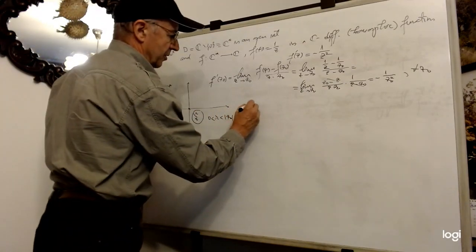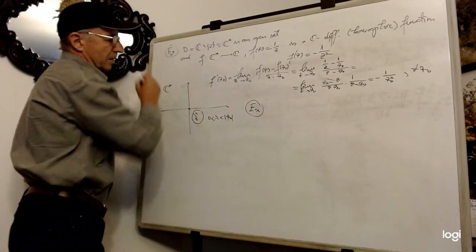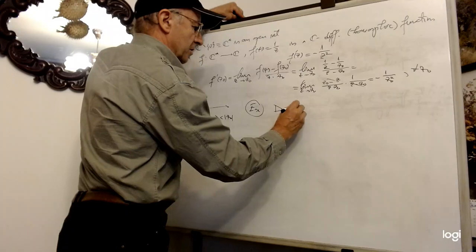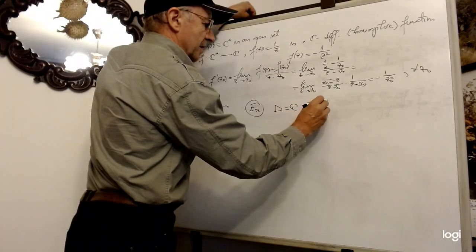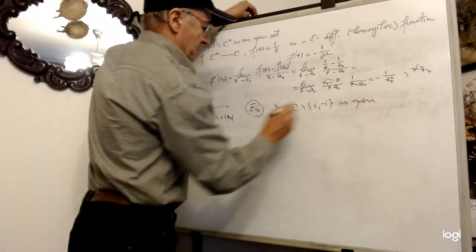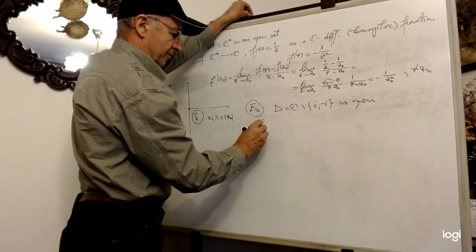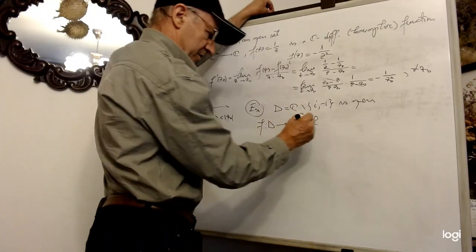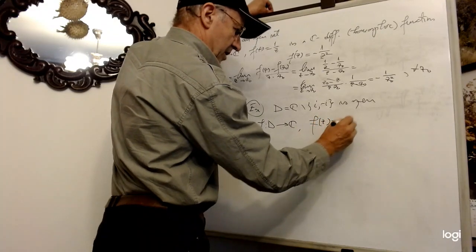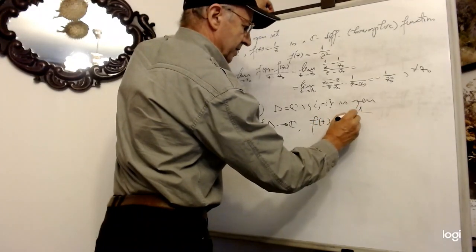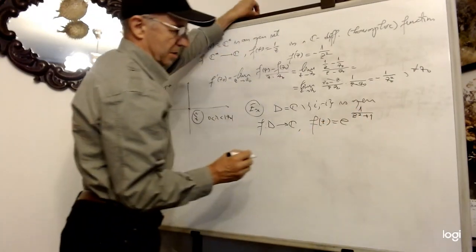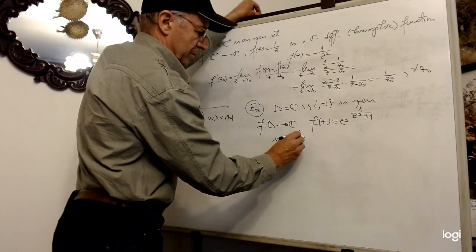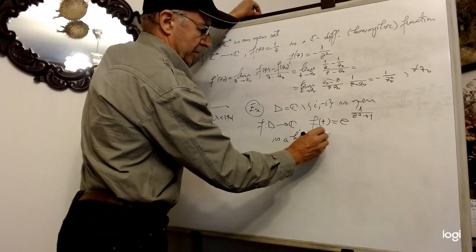A second example. For example, the set C minus i is open. And for example, the function f from D to C, where we compose the exponential function with 1 over z squared plus 1. This is a holomorphic function.